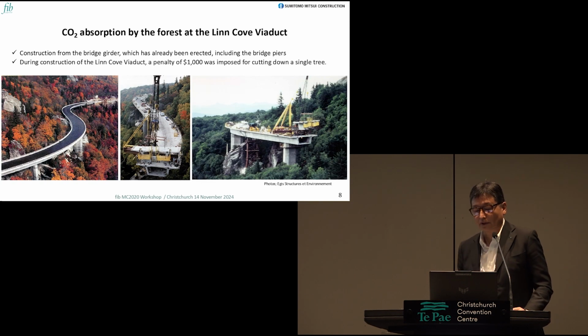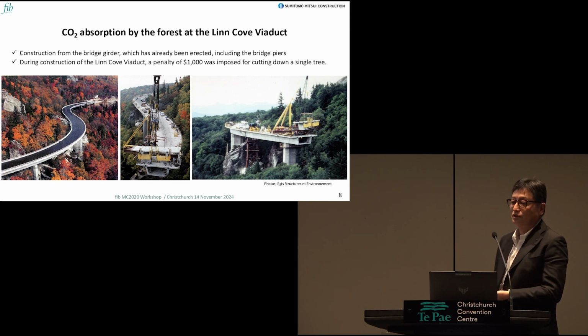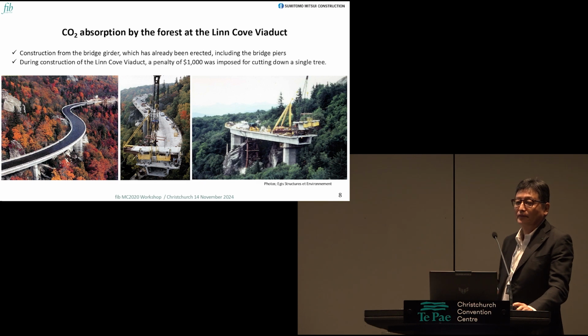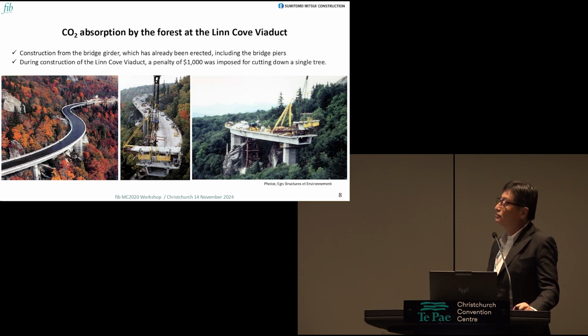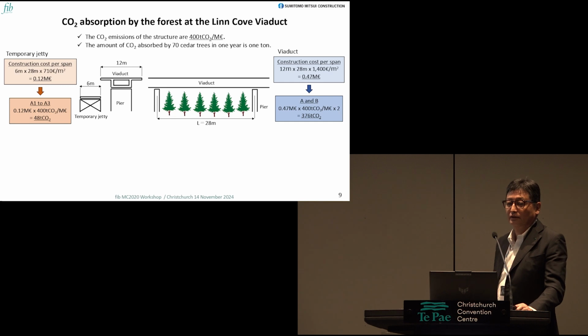So the second one is Lincoln Viaduct in North Carolina, in the United States. This is a very beautiful bridge located in a national park. At that time, the owner had a penalty for the construction company, $1,000 if they cut one tree. So it's not so small money. So finally, the designer and the contractor selected to construct everything over the bridge, the piers and also the girders, like this.